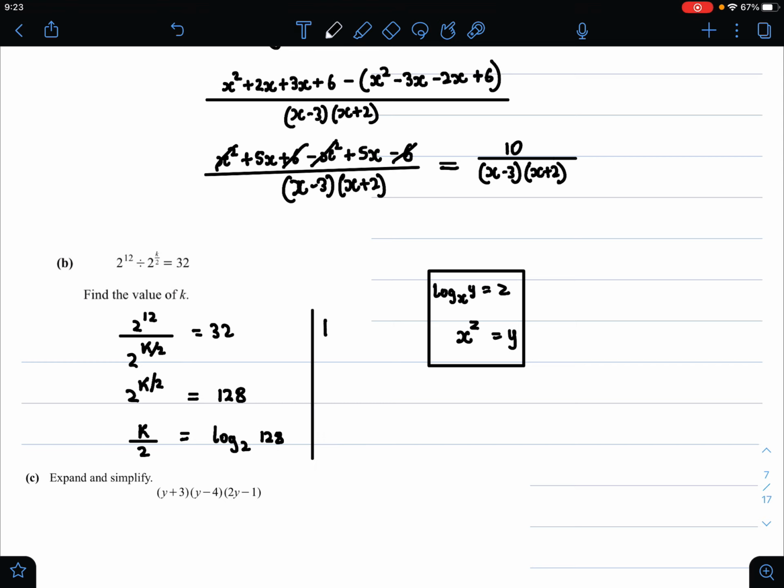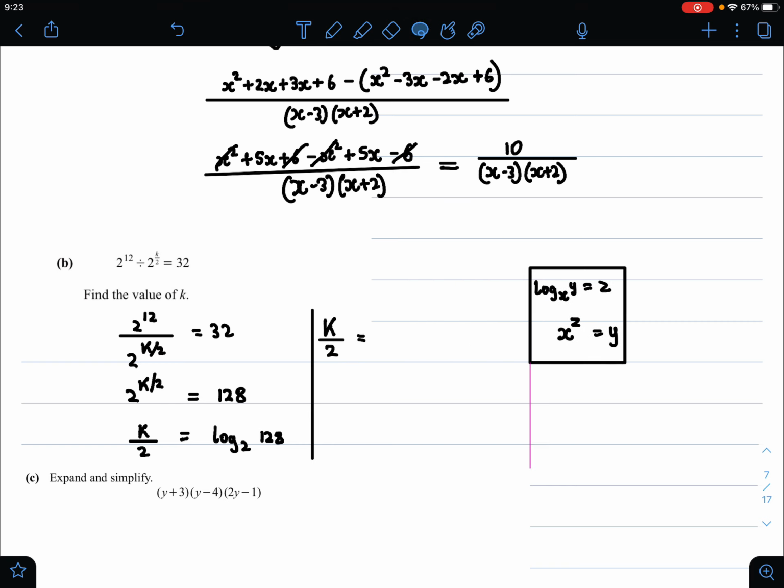So k by 2 is therefore equal to, you can simply put log of 128 to the base 2 in your calculator. So log 128 to the base 2 is equal to 7. So we can say k by 2 is equal to 7, and therefore k is equal to 2 multiplied by 7, which is 14. Therefore this is your final answer for part B.